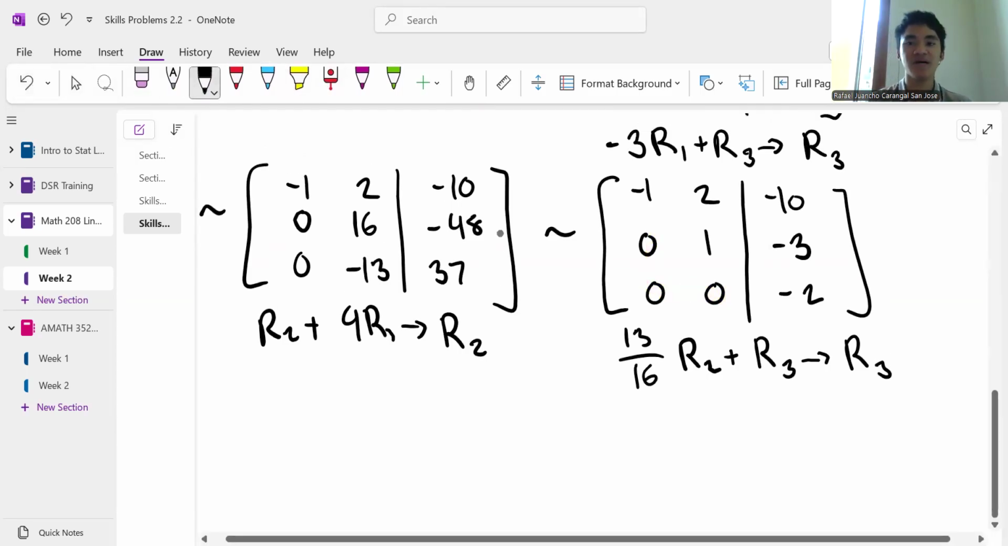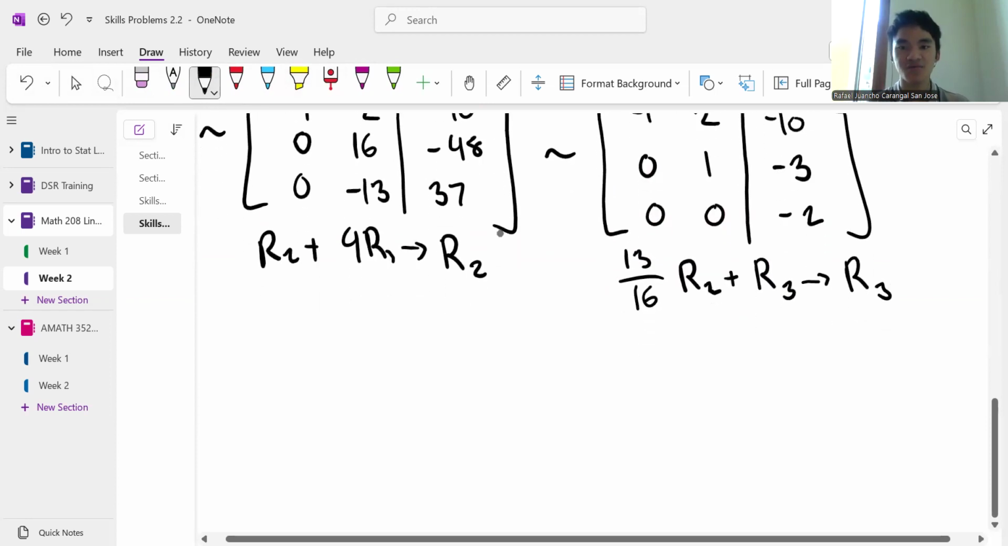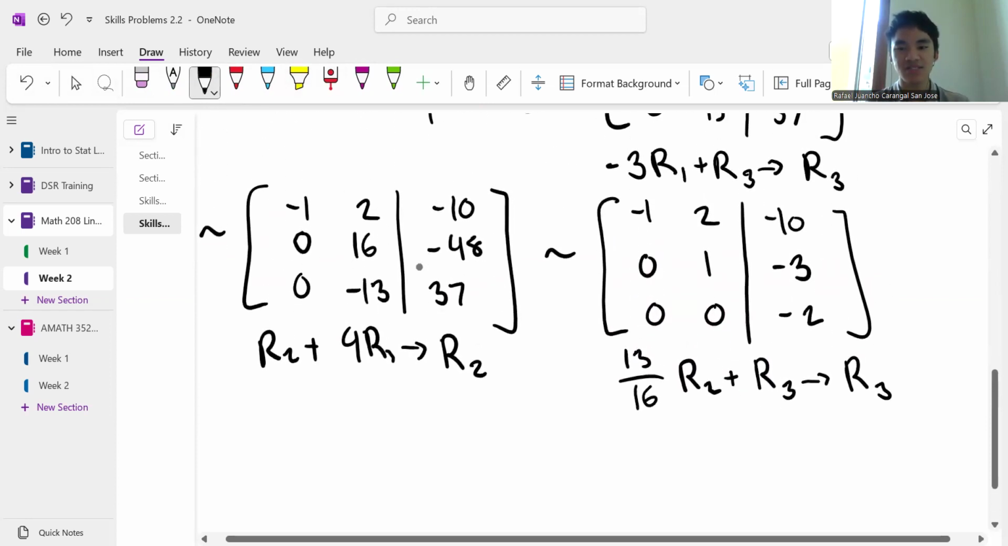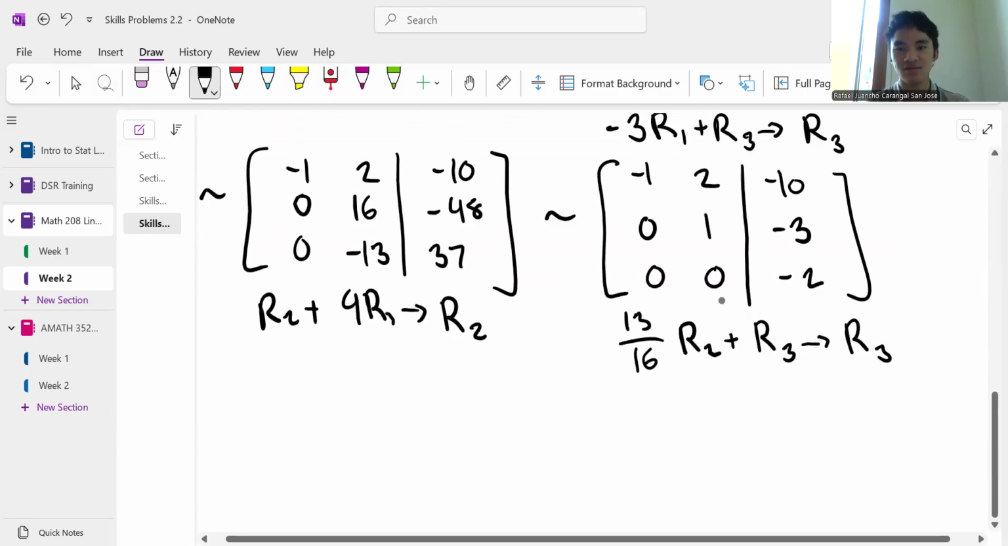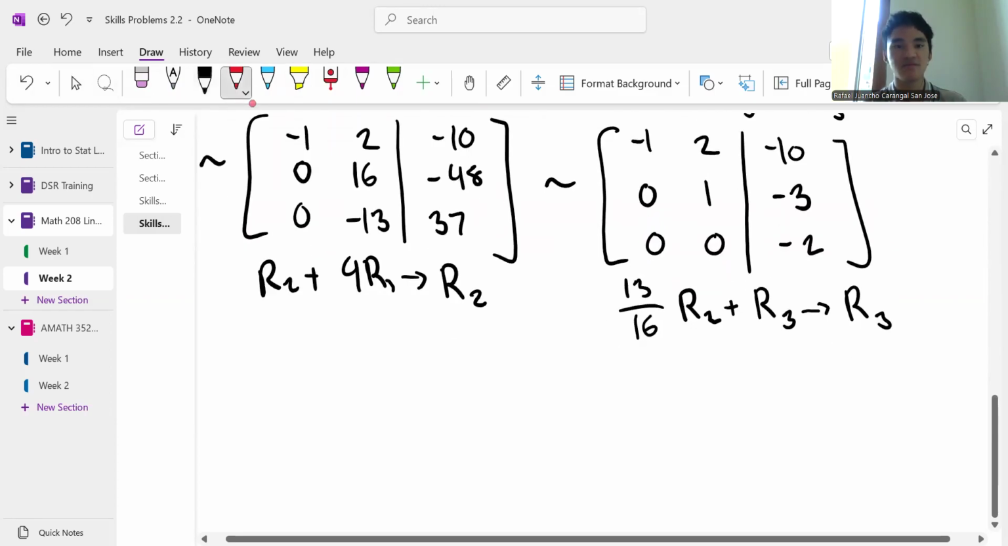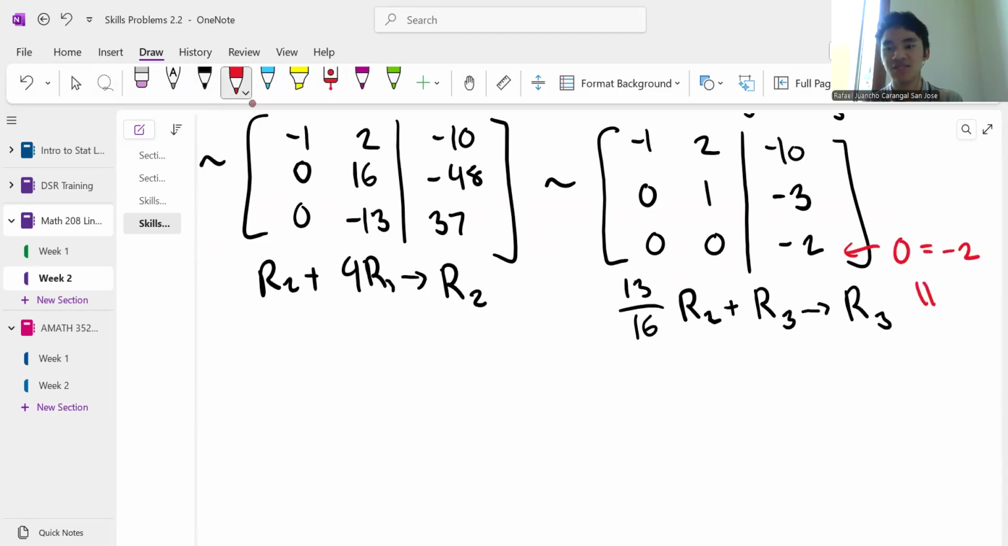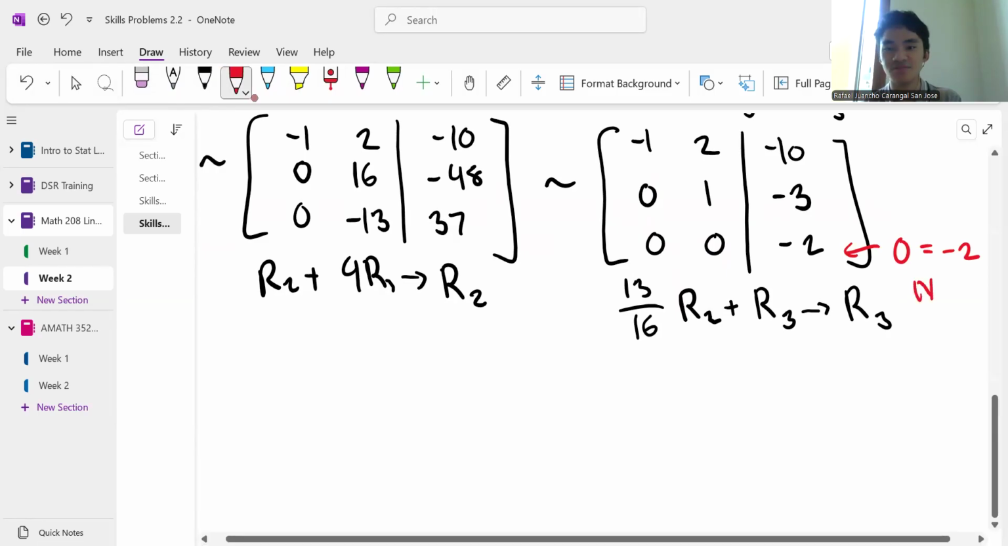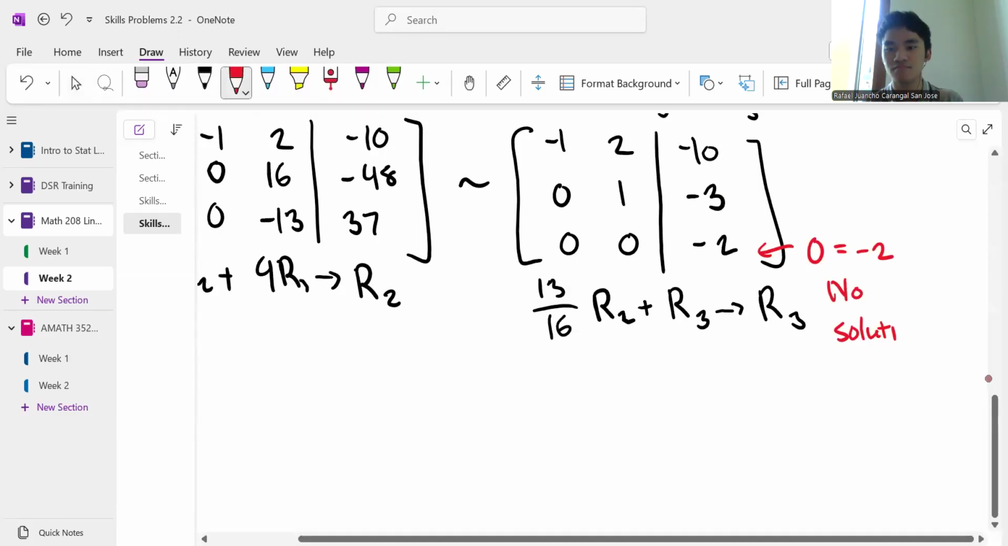And now we can convert this back to a linear system, and it's way easier. And here we can actually see, and this is a bit funny, 0 is equal to negative 2. So this means this whole thing that we did is, well, not useless, but it means that there is no solution, right? Otherwise, this would have been fine.